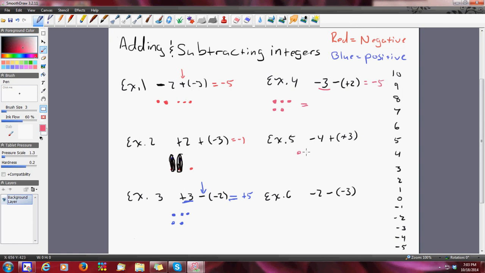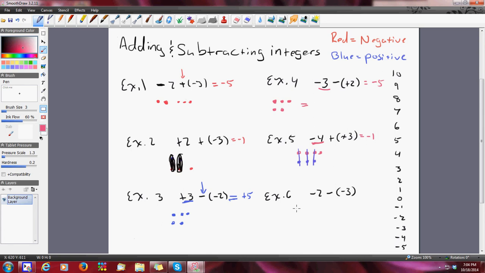I'm going to continue on. I have a -4 here. And now I can add 3 positives. Alright, well, I'm going to add 3 positives. And like I said before, those will go away, those will go away, and I'm left with 1 negative, so I'm left with a -1.